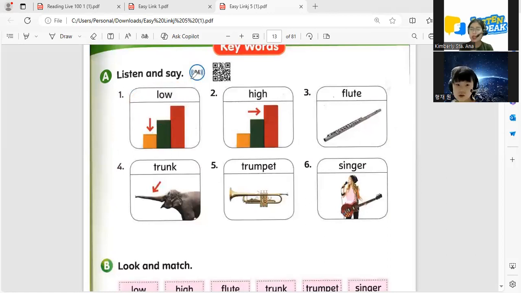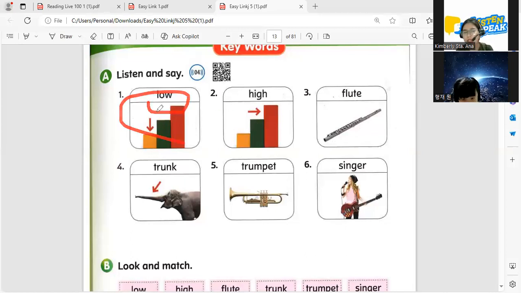Low. Can you make a low sound? This one. That's a very low sound, like a monster sound. How about the next one? What's this? High. Can you make a high sound? Wow, that's a high sound.